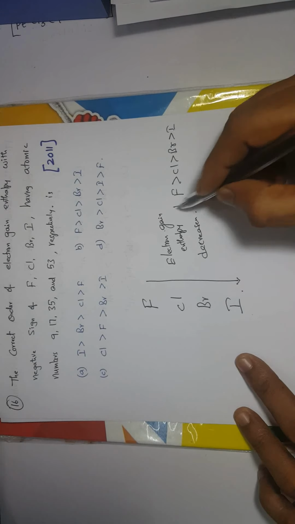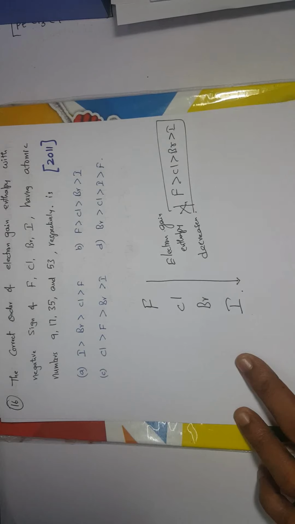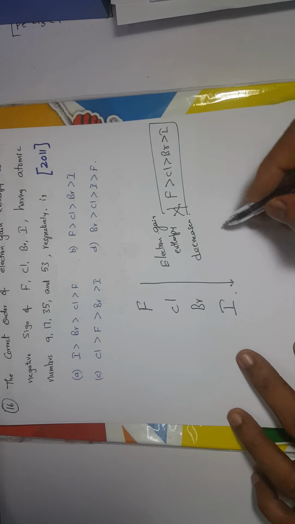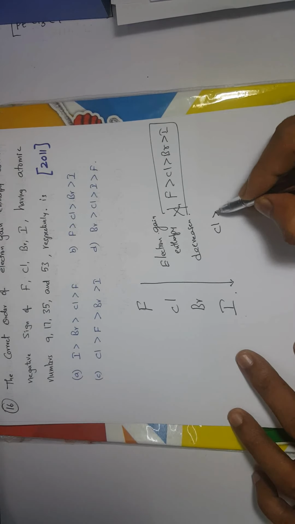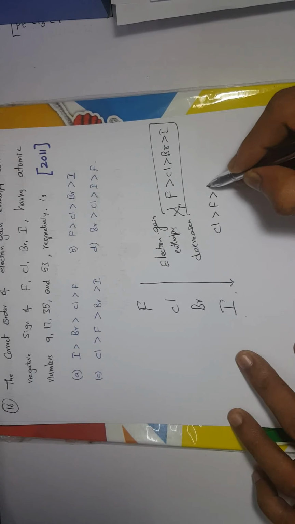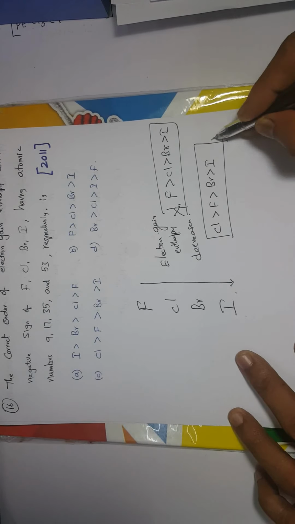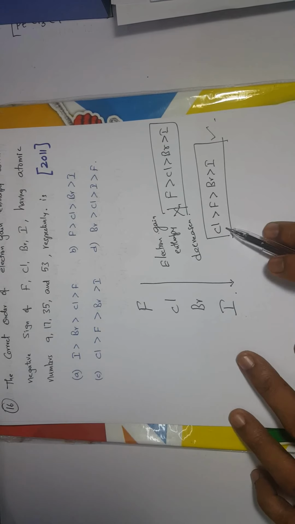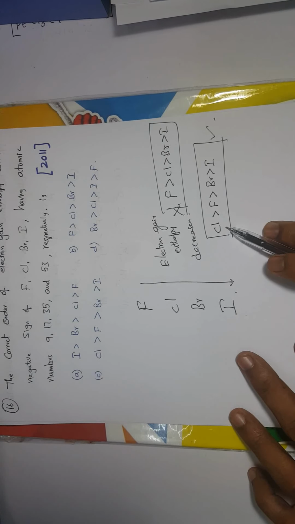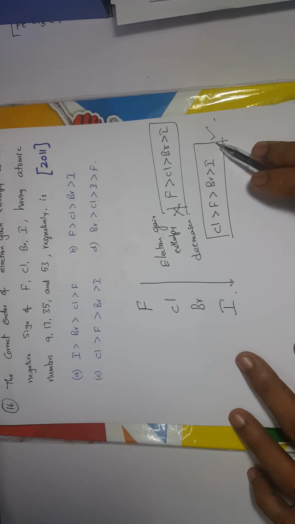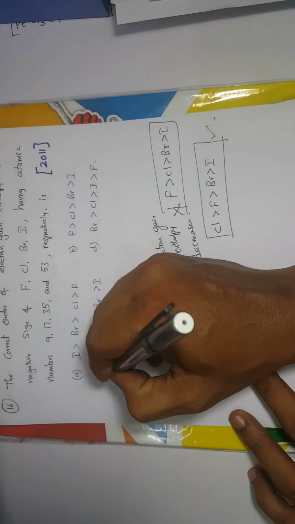This should be the order, but this is not correct, because in the case of halogens, the second one, chlorine, has the highest electron gain enthalpy, higher than fluorine, bromine and iodine. So this is the perfect order: chlorine has the highest electron gain enthalpy, then fluorine, then bromine and then iodine. So this is the answer.